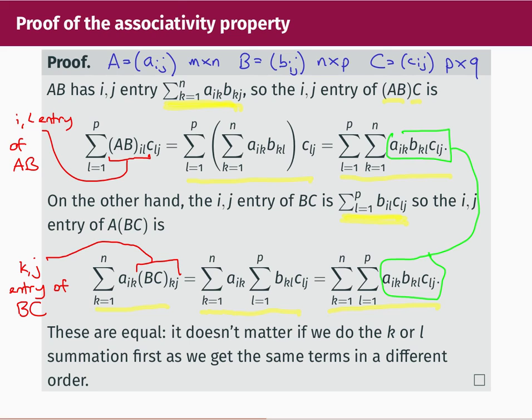But that doesn't make any difference. If you do the K and L summations in the opposite order, you get the same terms added up in a different order. But when we add things up, it doesn't matter what order we add them up in, and therefore these summations are equal. We've proved that the two matrices AB times C and A times BC have the same size and the same ij entry for any ij, therefore they're equal matrices, and this matrix multiplication really is associative.